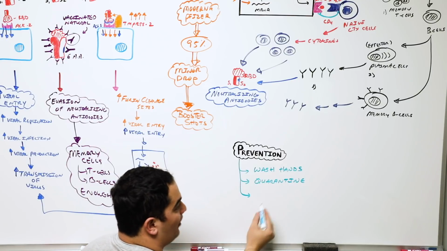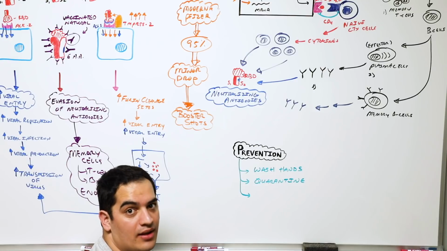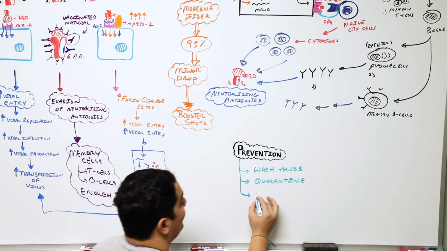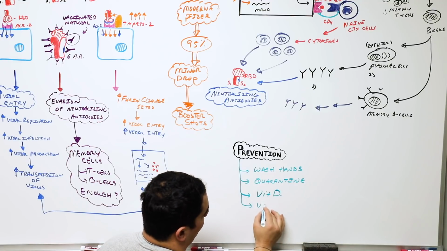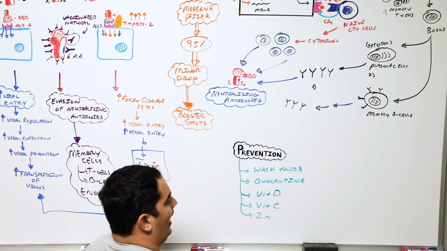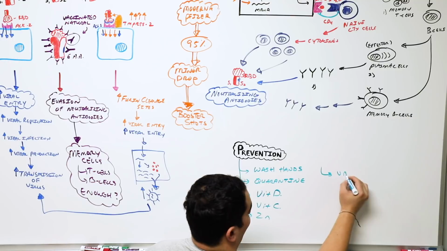And here's the big thing. We already talked about this. We had a video. What else did we say can help to optimize your immune system? Vitamin D. Taking vitamin D is a big one. Another one is vitamin C a little bit. And zinc. And the last thing here, very important, is to make sure that you are getting vaccinated.